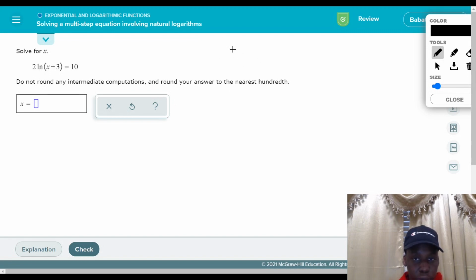So this is 2 ln (x plus 3) equals 10. If you notice, in the front here we have a 2 attached to the ln. This is basically the same thing as saying 2x equals 10. In order for us to find x, we have to remove 2, because 2 is attached to the x. To remove 2, we divide both sides by 2. So we say divided by 2 here and divided by 2 here. When we divide this, it gives us x equals 5.